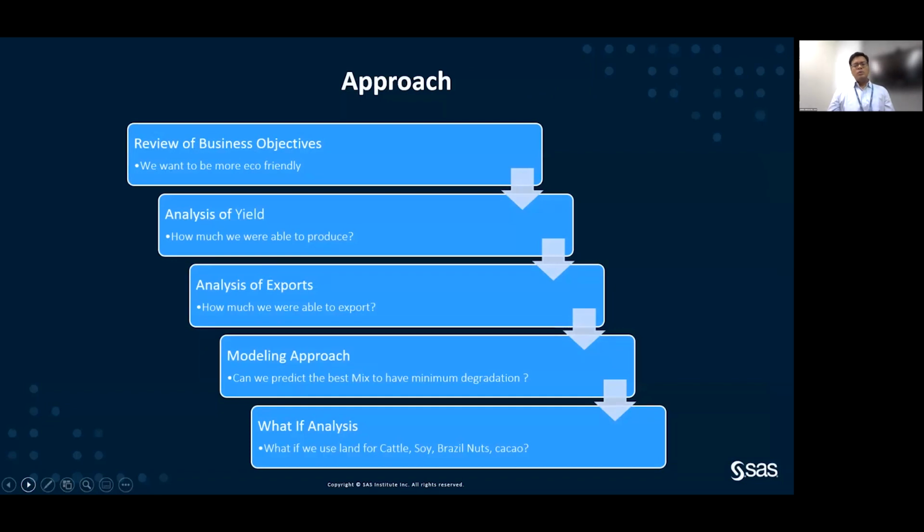So what should be our approach? Our approach was very logical in a sense. First, review of the business objectives. We want to be more eco-friendly. Eco means economy also, and eco means ecology also. So there are dual objectives. Our first and primary objective was ecology. So we have to be ecology friendly, and then we have to analyze the yield patterns of the land when we grow soybean, when we grow it for pasture, for cattle.